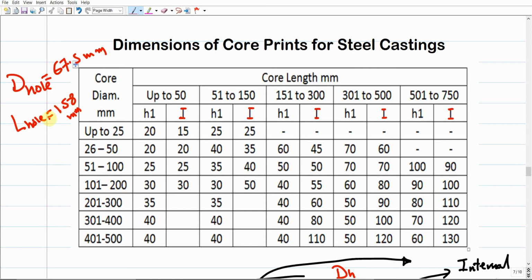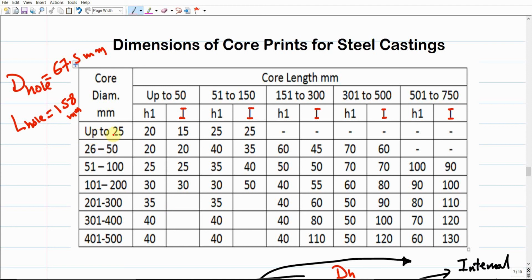So what you're gonna do, you're gonna take these two numbers and pick either I or H from the table, depending on the orientation of the core. Is it horizontal or vertical? So the diameter is 67.5. This is the diameter.